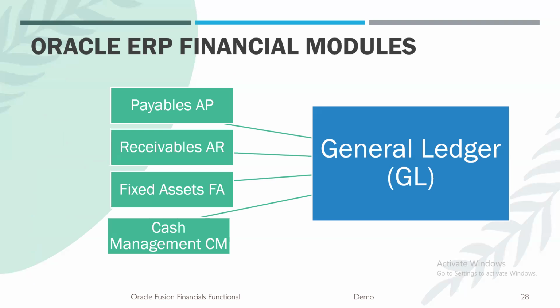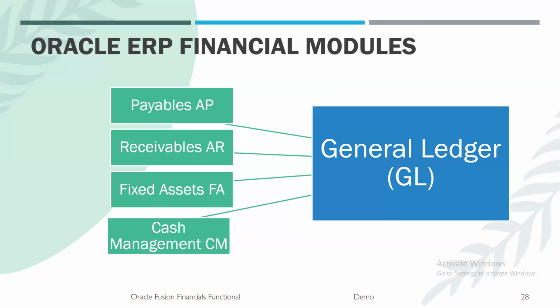At the course structure level, this is Oracle Finance functional modules. We have GL, AP, AR, FA, and CM. These are the modules that we are going to cover in our training. Another module is Expenses. These are all subledger modules, and GL is the main ledger. GL is the main ledger; we can call it the primary ledger as well.